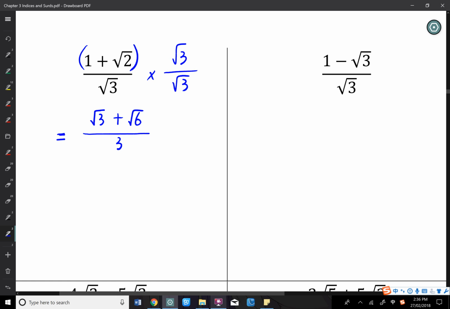Bottom is root 3 times root 3, that just becomes a 3. And then you expand the bracket on top, root 3 times root 6. Sorry, what? Oh, plus, yeah. Plus root 6.